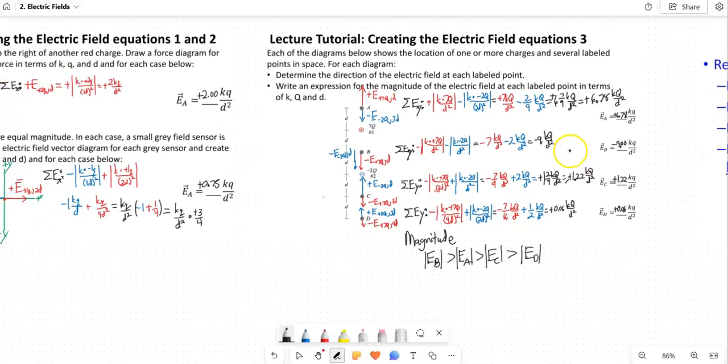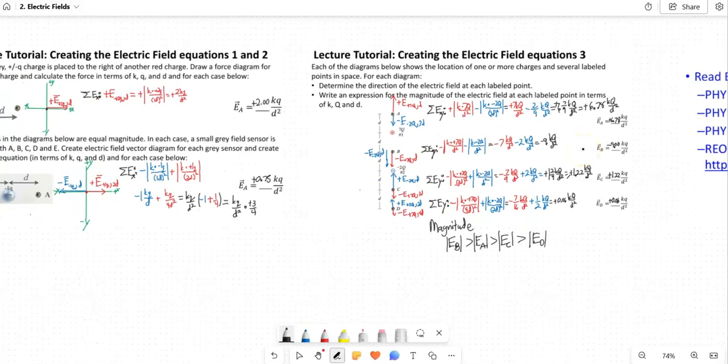Well, that is the lead-in. So that is lecture 2.1, but it's also for the lecture tutorial, creating electric field equations.